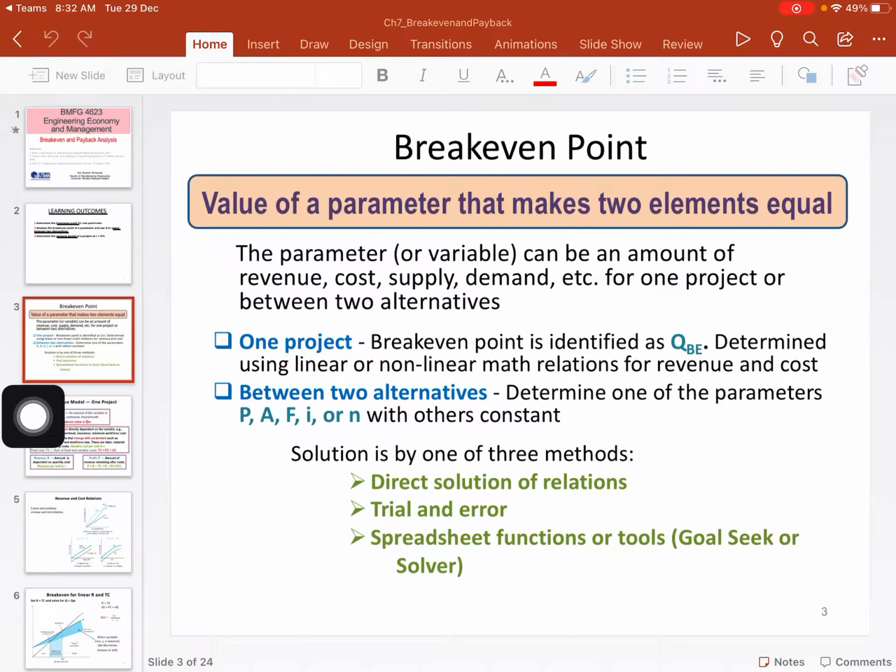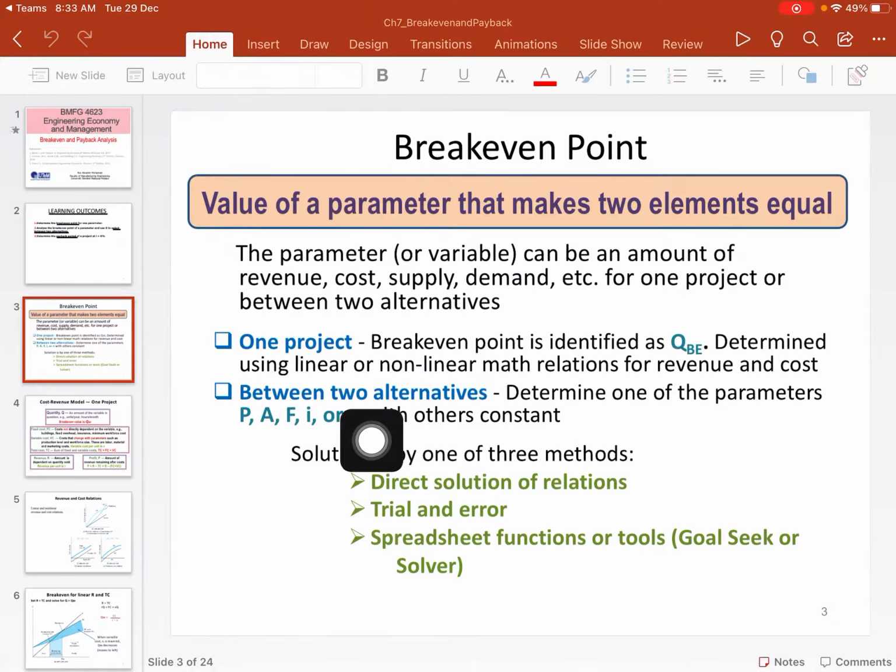So what is break-even point? It is a value of a parameter that makes two elements equal. It is determined as a parameter or variable that an amount of revenue, cost, supply, demand, etc. for one project or between two alternatives. For one project, it is called the break-even point and identified as QBE. It is determined using non-linear and linear math relations for revenue and cost.